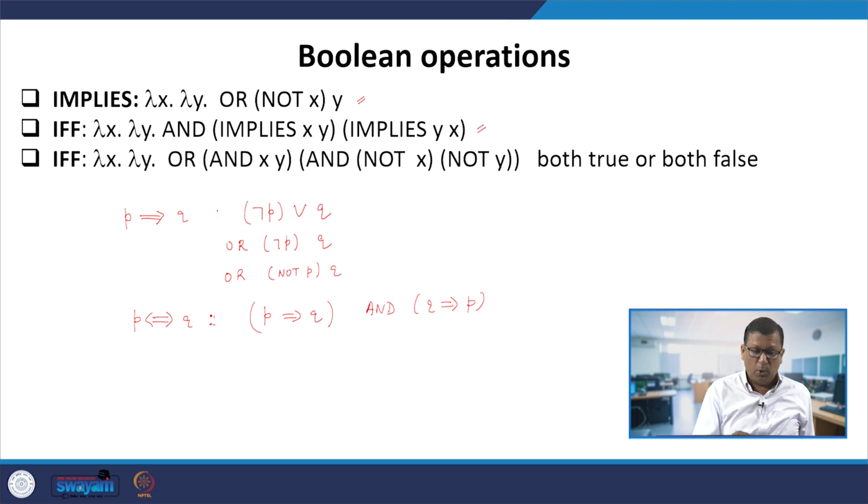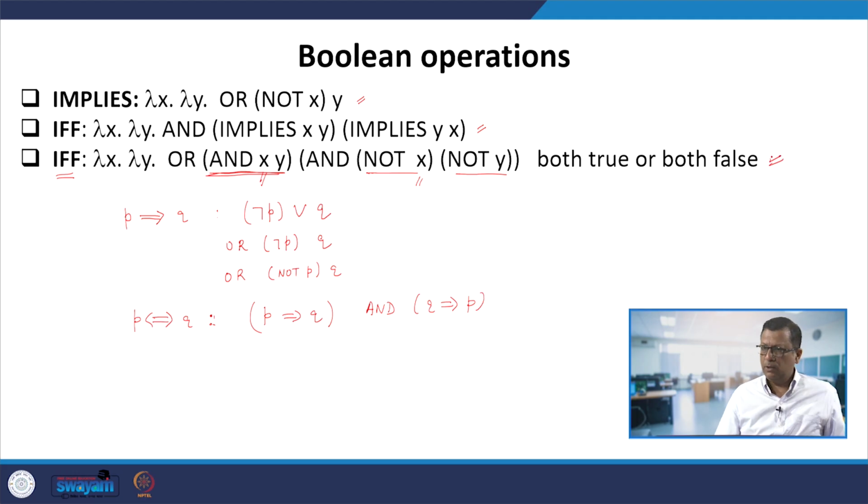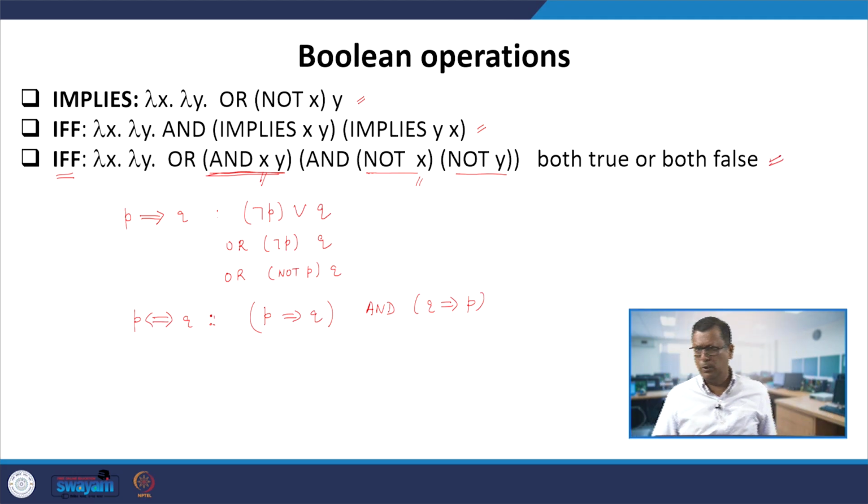So we say both x and y are true. That means AND x y will give true, or both of them are false, that means not x and not y. So you take OR of this. If both are false, that means not of x will be true, not of y will be true, and AND will be true. If both are true, then AND will be true. If one of them is true and one of them is false, then this will be false. If x is true, then this will be false, so we are going to get false. So this is another way of writing if and only if. So this completes our discussion on the Boolean operations.